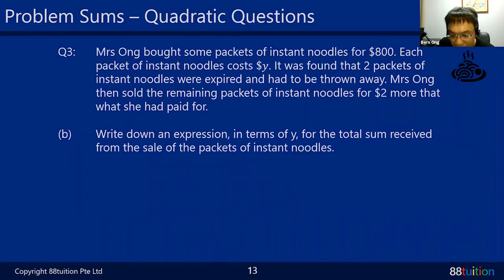Write down an expression in terms of Y for the total money received from the sale of the packets of instant noodle. Remember, the question did say it was found that 2 packets expired already. So did Mrs. Ong sell the 2 packets that were expired? Of course not, right? How can you sell things that are expired? That will be so dishonest. So you must understand that.